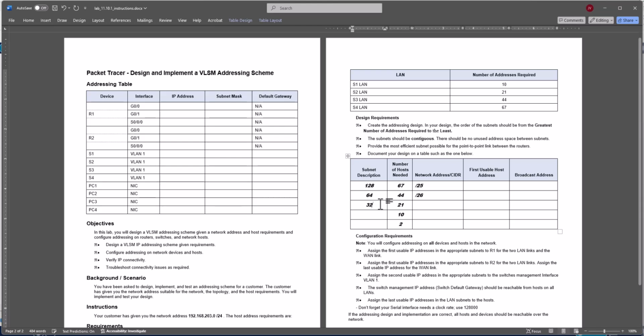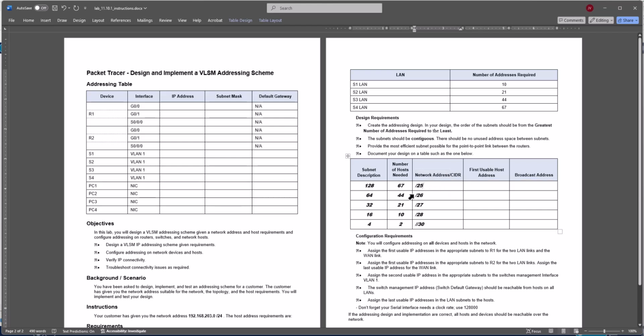21 fits best in a 32, and that would be a /27. 10 fits best in a 16, which would be a /28. And 2 is not a /29. That order doesn't continue. 2 fits best in 4, which is actually a /30. Now this is where we begin, but next we have to pick out the network address.